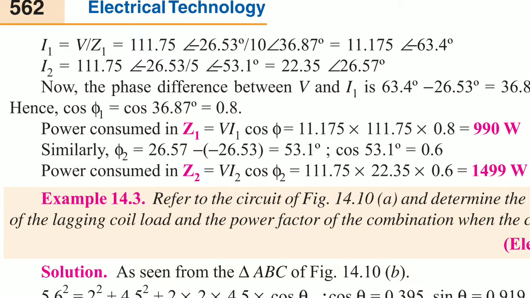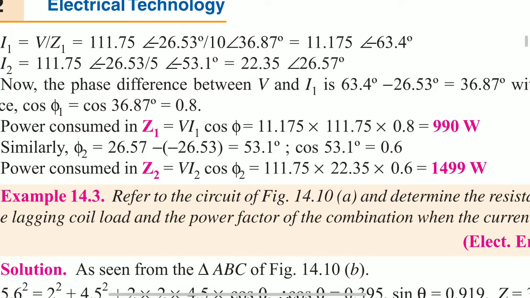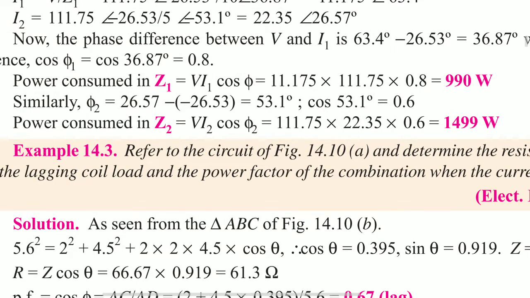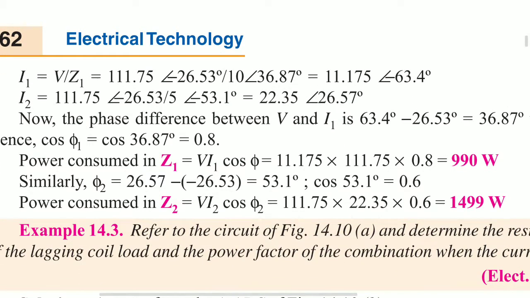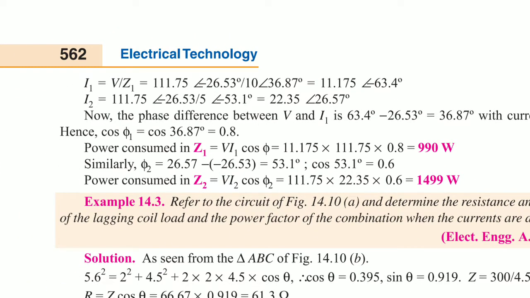Now power consumed in Z2 is equal to V I2 cos phi 2. So now here 111.75 is multiplied with 22.35 into 0.6, which gives 1499 watts. This is the problem for I1, I2, phi 1, phi 2 and P1, P2 and cos phi.